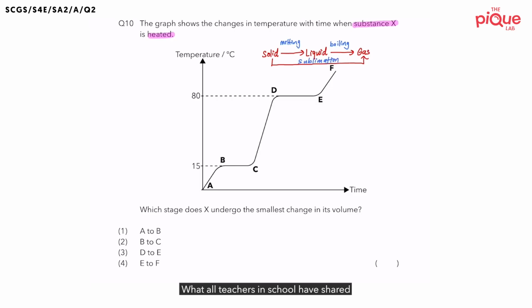What our teachers in school have shared is that physical processes such as melting, boiling, and sublimation occur at fixed temperatures. In particular, melting occurs at the melting point, whereas boiling occurs at the boiling point. Since melting and boiling occur at fixed temperatures, we would expect the melting point and boiling point temperatures to remain constant. If we examine the graph below, we can see that the temperature remains constant between B and C, as well as D and E.